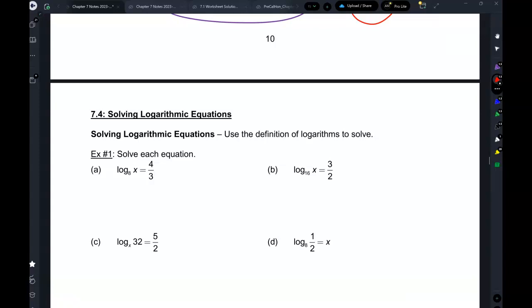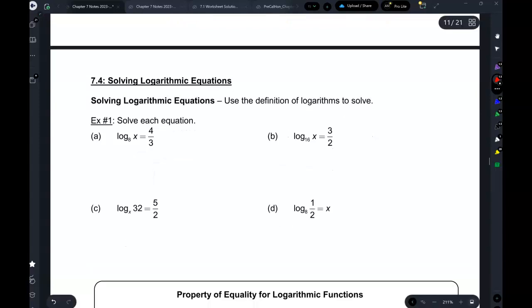Okay, should we move on to 7.4? 7.3 was harmless. Let's see what could go wrong, okay? Let's see. Okay, we're going to solve logarithmic equations. Fine, we can do that.